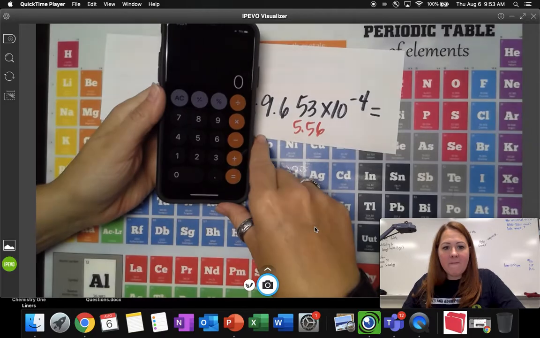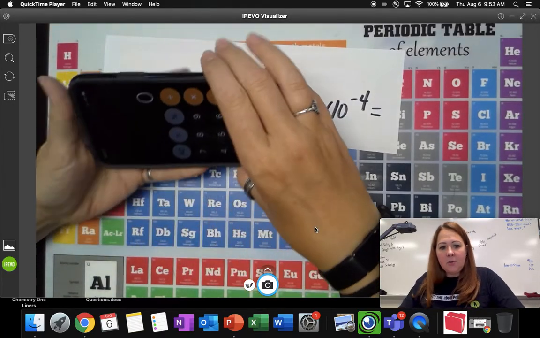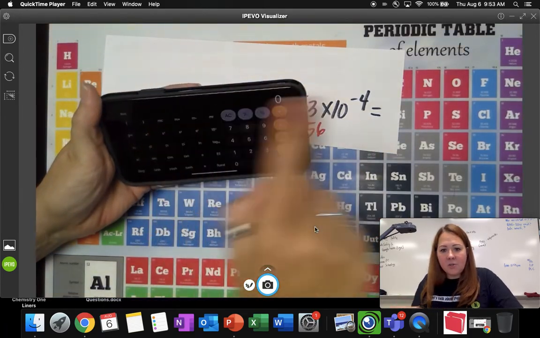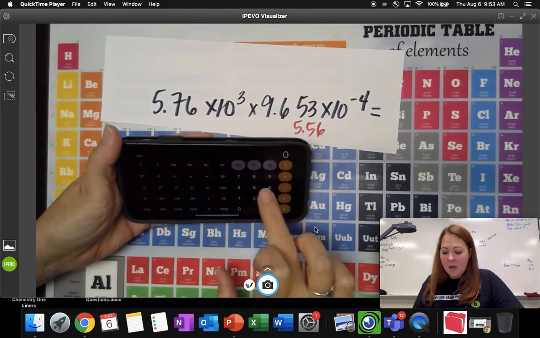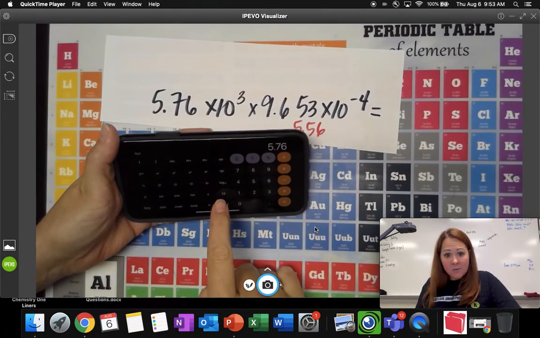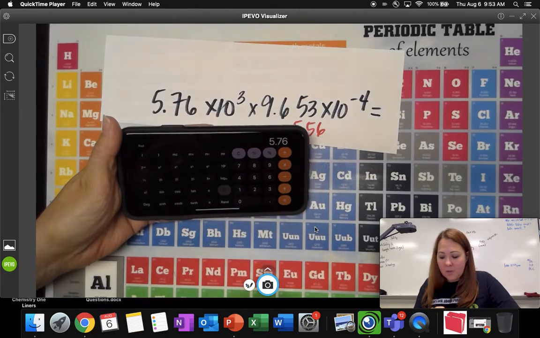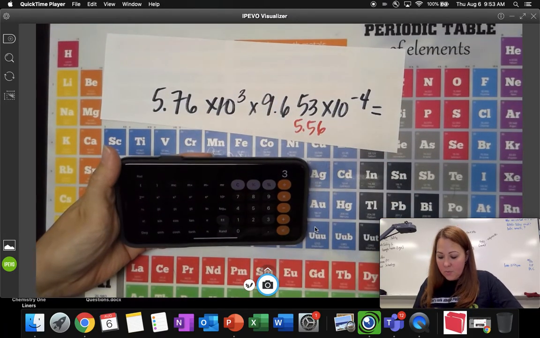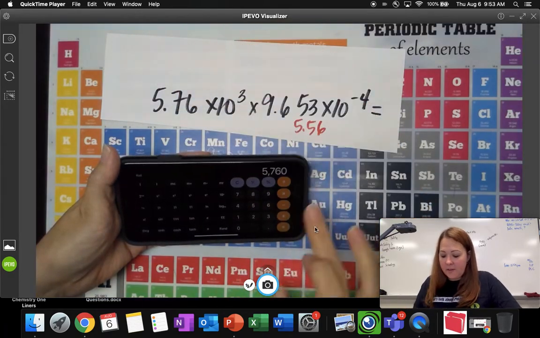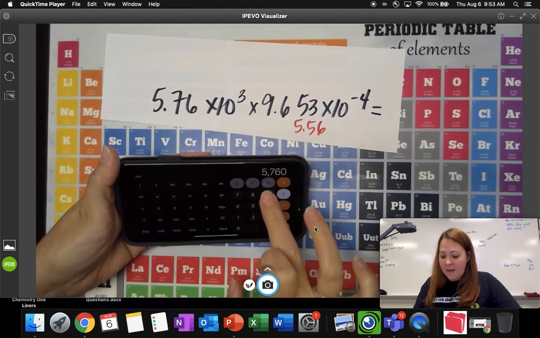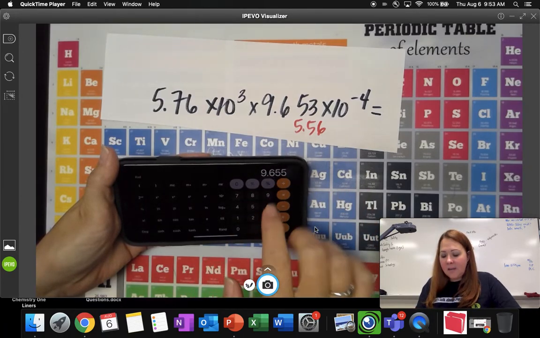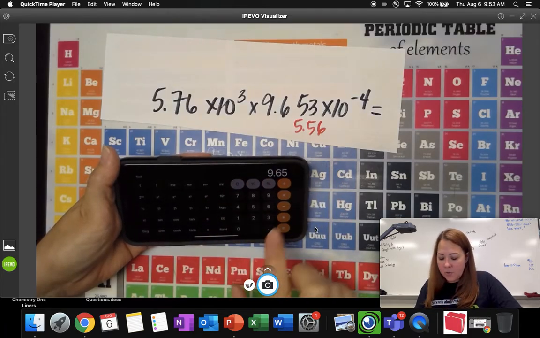So again, I'm back to my phone. The phone is very similar to what I had. This one is actually pretty nice because you can just backspace it and slide back and forth to delete things. But we have 5.76. EE is right here for your exponent, so EE. And then I'm just going to hit a 3. So then I have my first part of it, and then I'm going to hit times, and then 9.65. Let's say that I accidentally hit an extra 5. To delete on that, you just slide over and it gets rid of that.